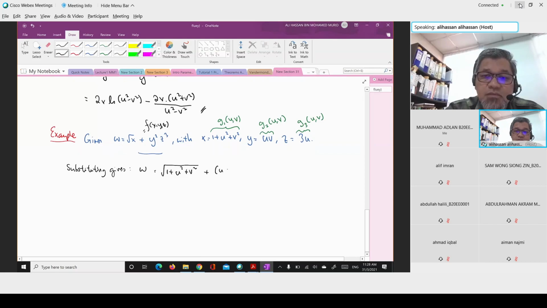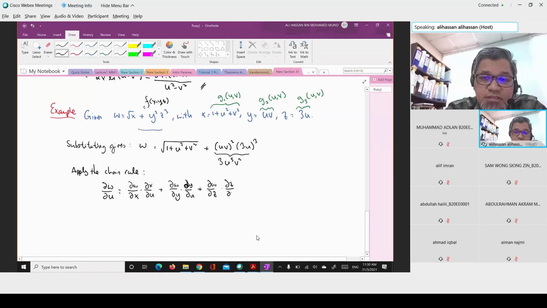The first partial derivatives of w with respect to u and v. So first we want to find w partial u. From the chain rule, this is w partial x times x partial u, plus w partial y times y partial u, plus w partial z times z partial u.